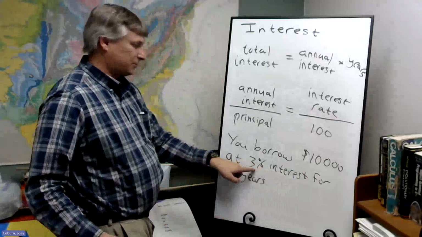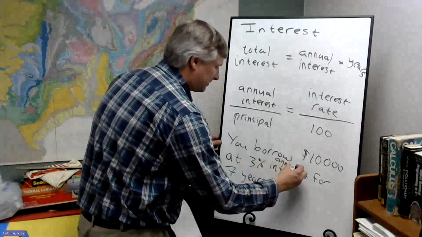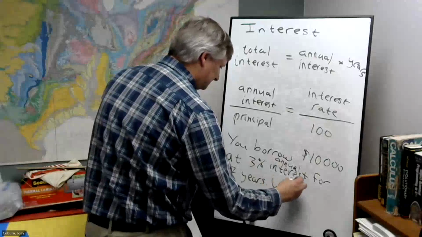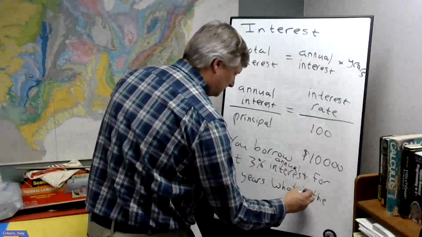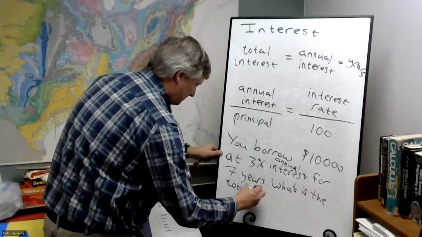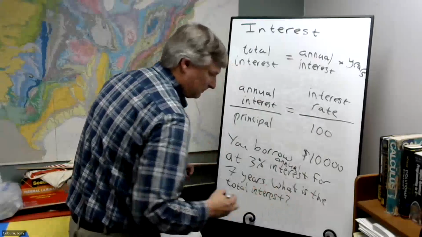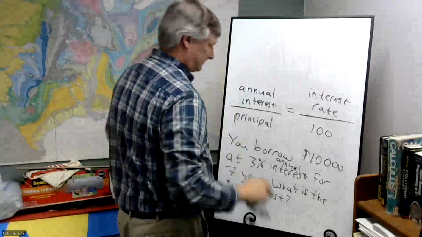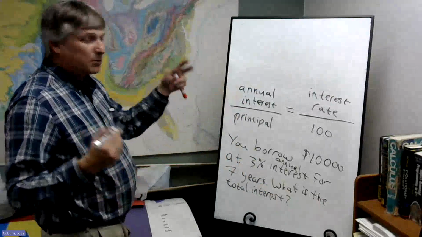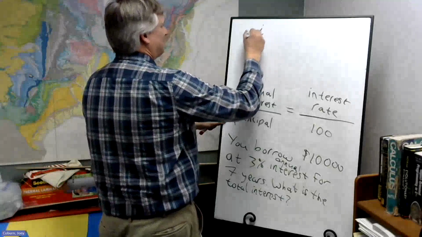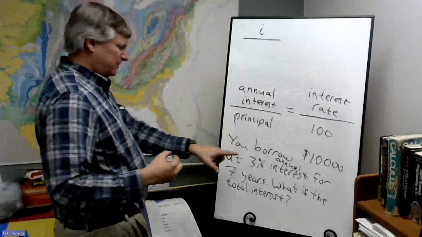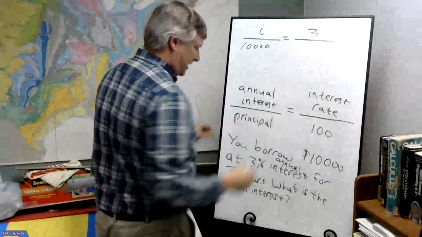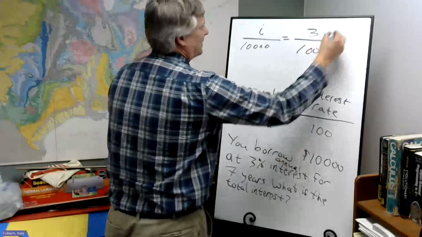Now, again, this is going to be an annual interest rate. So it's charged per year, the annual interest. So what is the total interest? The annual interest is what we're trying to find. I'm just going to call this, say, I. Now, the principal is how much we borrow. So in this case, it'll be $10,000. The rate is 3%. We're going to remember that this was for 7 years. Put that off to the side.